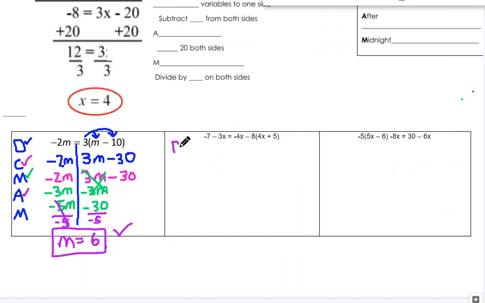Okay, let's try this middle one. So first thing, always write "don't call me after midnight." We're going to write that on the side. "Don't call me after midnight." All right, I'm going to draw my wall, my equal sign.